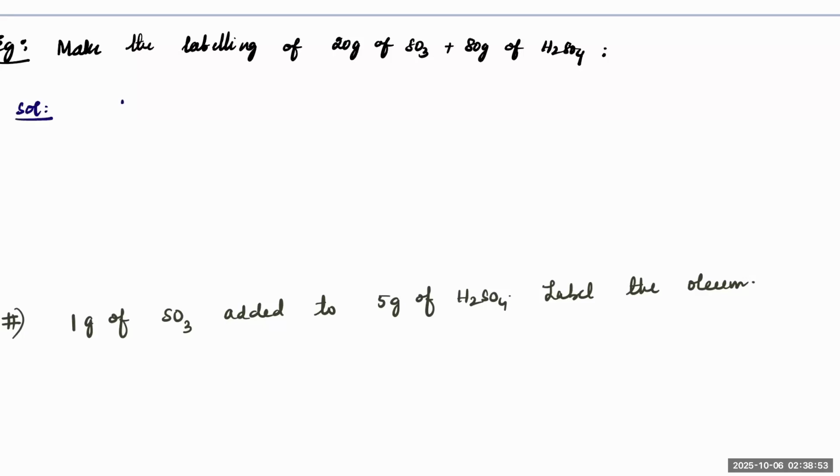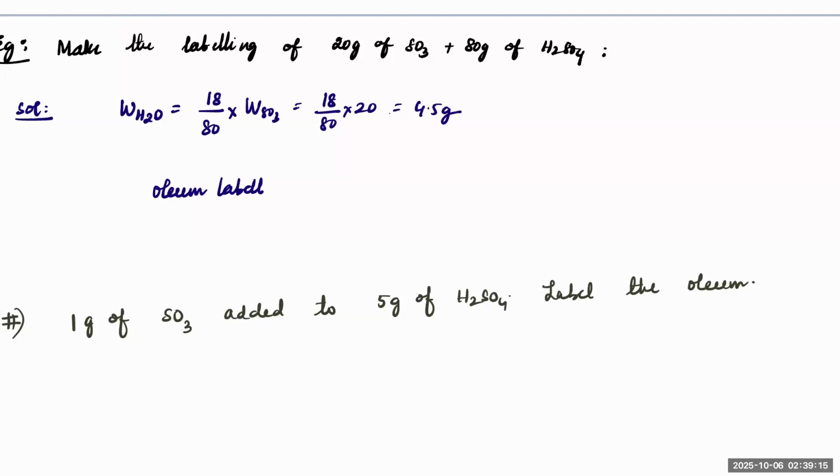So you need to simply check how much water you need to add, which is 18 by 80 multiplied by the weight of SO3. So 18 by 80 multiplied by 20. How much are we getting? 4.5 grams. So what is the oleum labeling? Oleum labeling will be equal to 104.5 percentage. This is the percentage labeling we have to do.